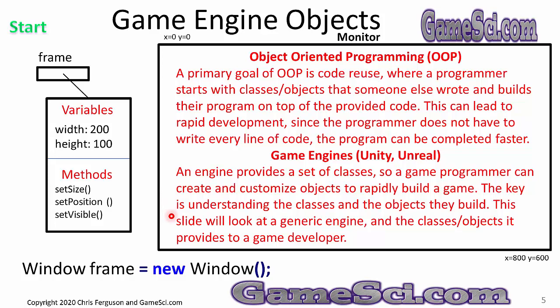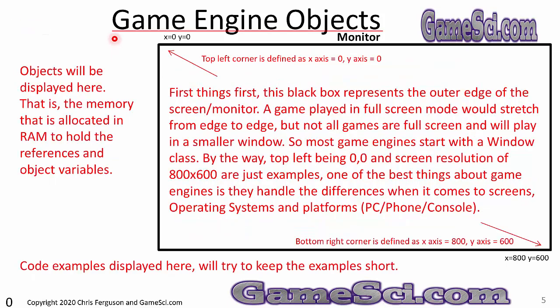This slide will look at a generic engine and the classes and objects it provides to a game developer. I'm not going to go very specific here. I'm going to say in general. The goal here is to learn object-oriented programming and use game engines as an example. Once you understand how object-oriented programming works, then it becomes much easier to program with a game engine. So let's understand how OOP works first. Game engine objects.